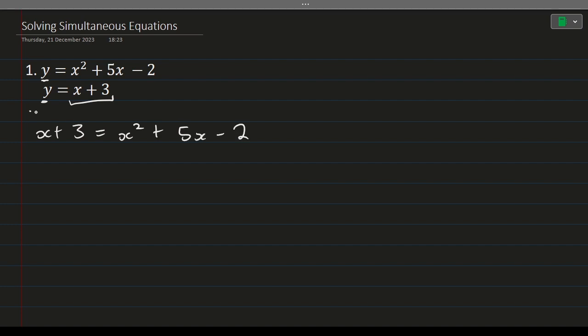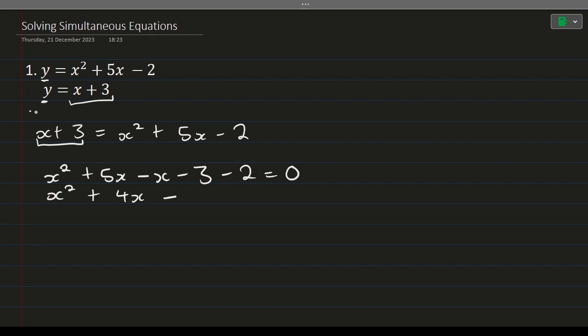Now let's move x plus 3 to the right hand side. So it becomes x squared plus 5x. This x becomes negative x. This 3 becomes negative 3. Negative 2 is equal to 0. And let's simplify this. It becomes x squared plus 4x minus 5 is equal to 0.